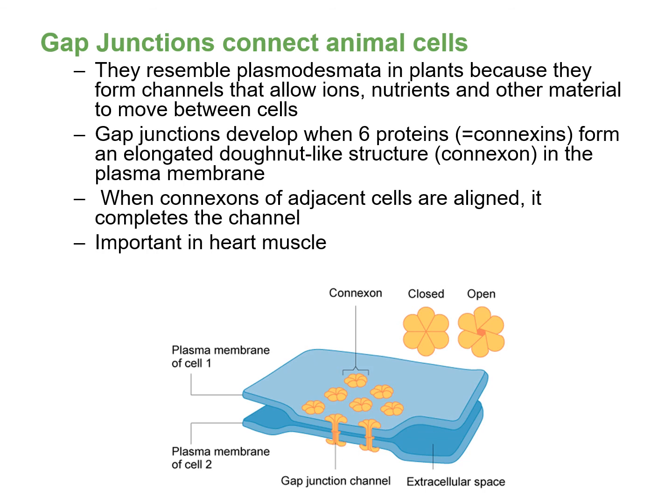Gap junctions are particularly important in cardiac muscle. The electrical signal for the muscle to contract passes efficiently through gap junctions, allowing the heart muscle cells to contract in tandem.